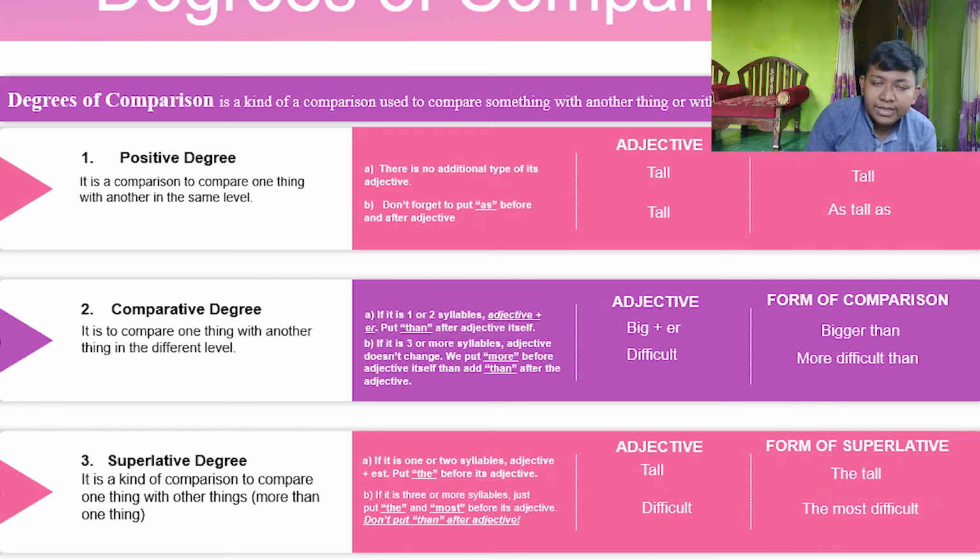And the example is just like this. Nova is the smartest kid in his class. This book is the heaviest among the others. So it's basically not just one thing or one person. It's a lot of people.